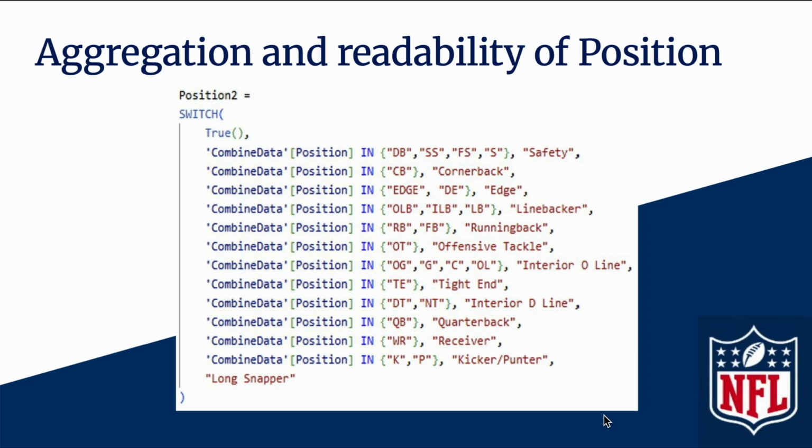All right, here's a new column that just aggregates position and makes it more readable. So instead of these abbreviations like here DB for defensive back, SS for strong safety, and so on, I just call all these safety in the new column. And then here's the second row, CV for cornerback. I don't aggregate anything here, I just make it more readable, and I do that with all the positions here with the switch statement from DAX code.